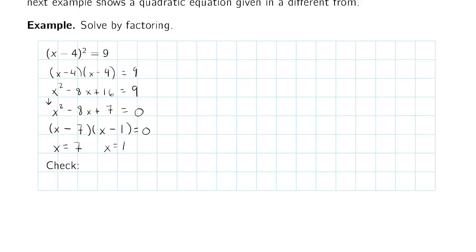And we see that both of these solutions actually work in the original equation, right? 7 minus 4 squared. That's 3 squared, which is 9. 1 minus 4 squared. That's negative 3 squared, which is also 9. So plugging those in really does give us solutions to our original equation. But there is an easier way to solve this equation, which we're going to see in the next video.